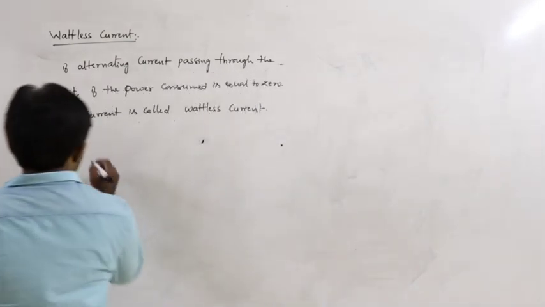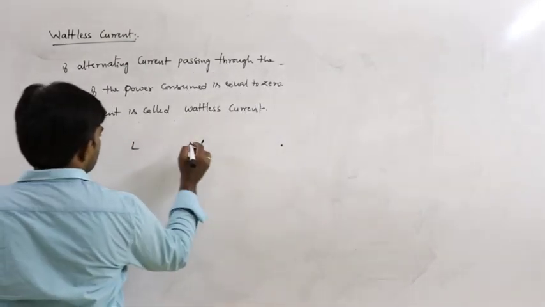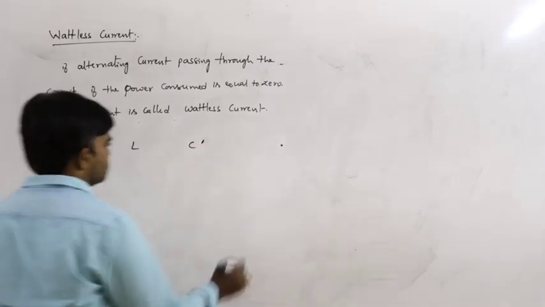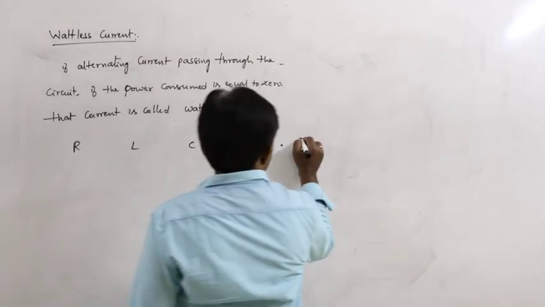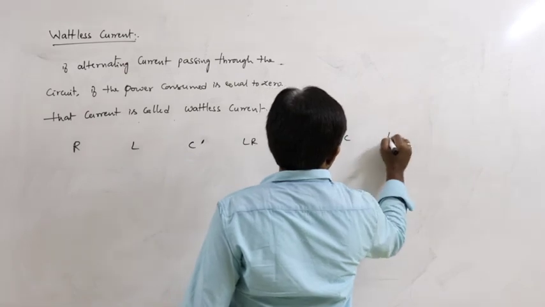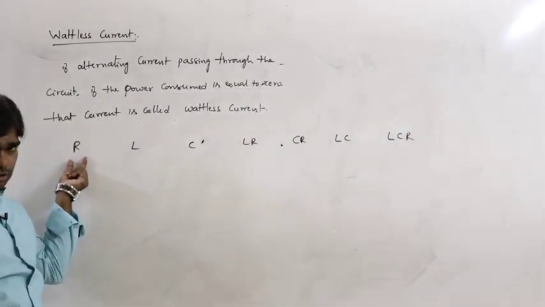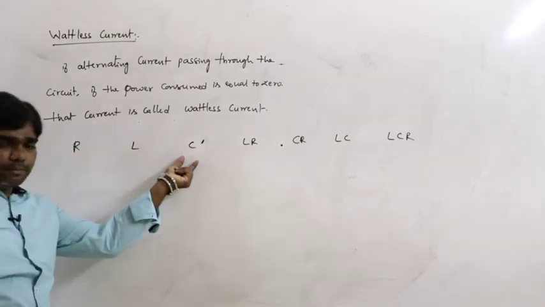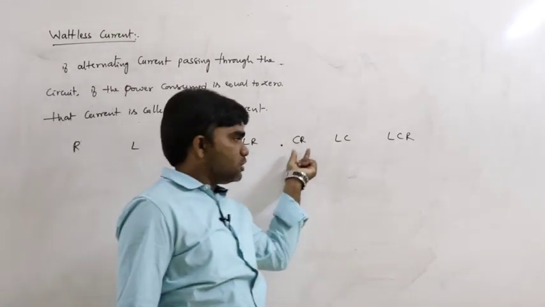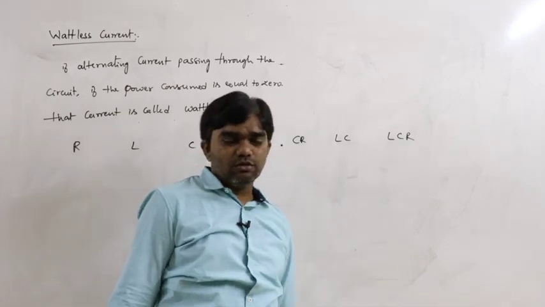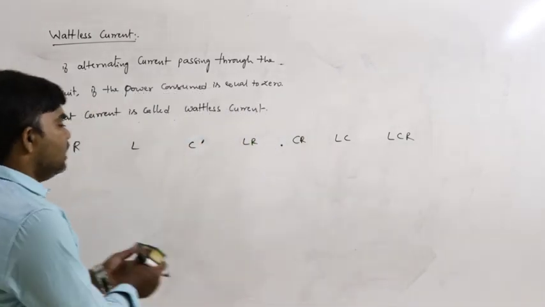So we have pure resistive circuit, pure inductor circuit, pure capacitor circuit, LR circuit, CR circuit, LC, LCR. We have this type of combinations, right?